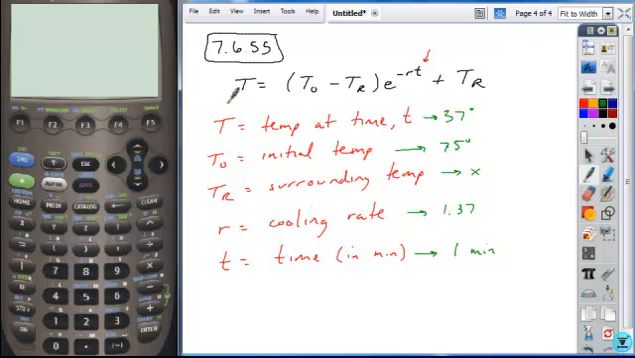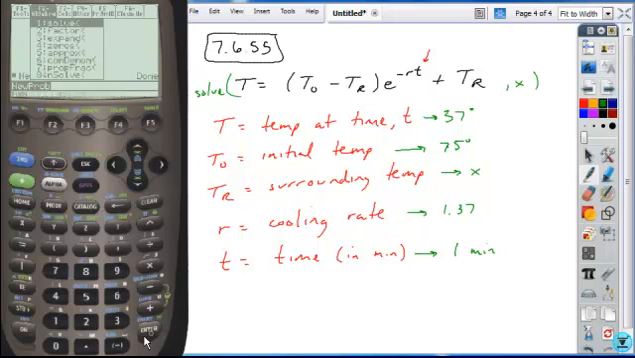Okay, so what we're going to do is we're just going to use the solve feature, plug in all of these pieces of information, and solve for x. So the way that would look, F2 algebra tab, choose solve. Okay, the T value is 37, set that equal to, parentheses, the initial temperature of 75 minus the surrounding temperature, which is unknown, x. All times the natural base, e to the power of negative the cooling rate, 1.37, times t. The t value is just a 1.